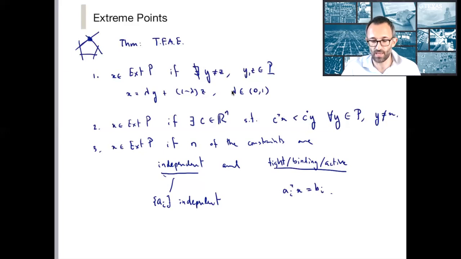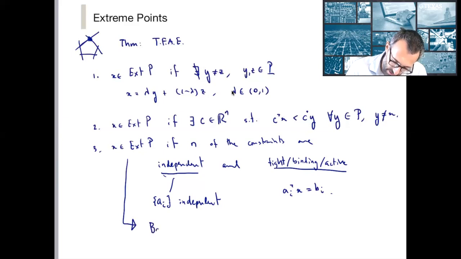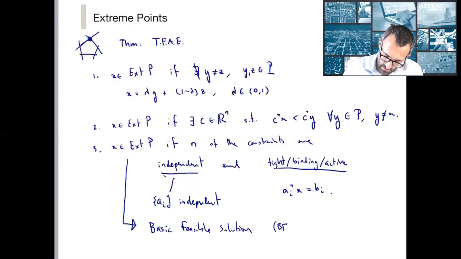And of course, in all of this, I maybe didn't write it explicitly, but X is an extreme point if it is also feasible. So this last constraint also has another very common name in the linear programming literature. It's called a basic feasible solution. And the main result is that these three definitions are equivalent.